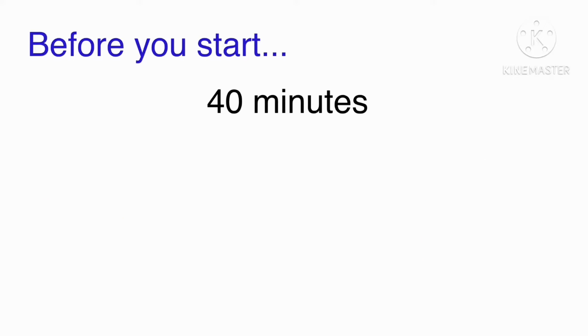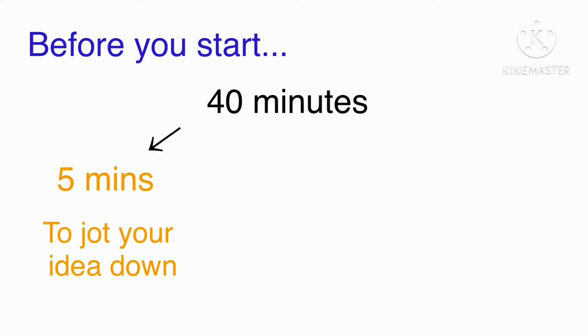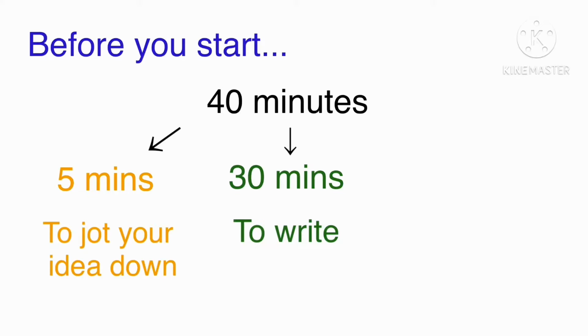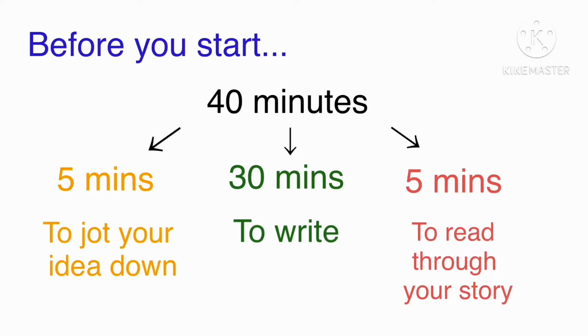Remember, you only have 40 minutes to write your narrative. In the first 5 minutes of the test, make sure you jot your ideas down on a piece of paper. For 30 minutes, you have to write and make sure you don't forget your spelling, grammar, and punctuation. Make sure you leave at least 5 minutes to read through your story to check errors and mistakes.